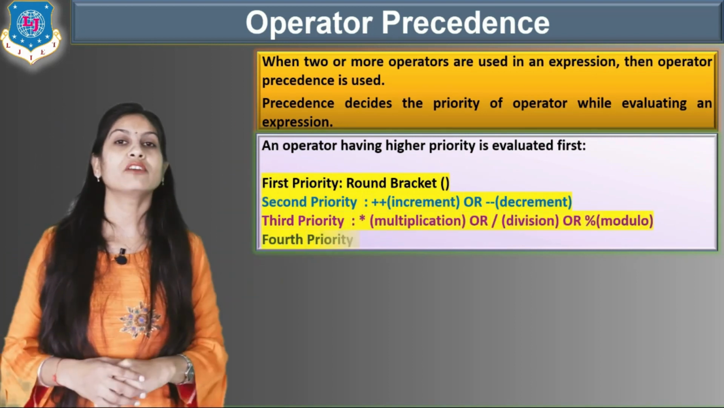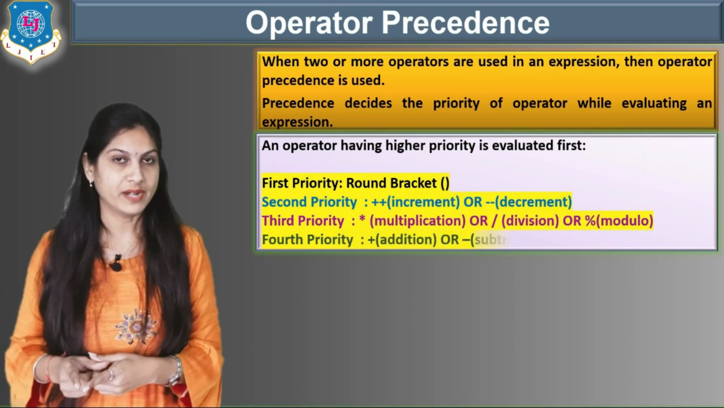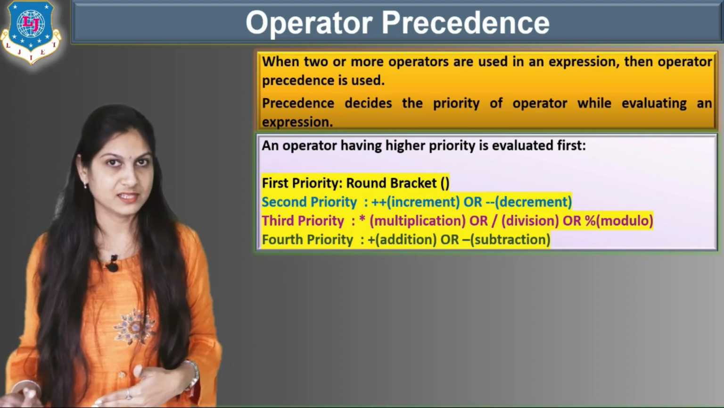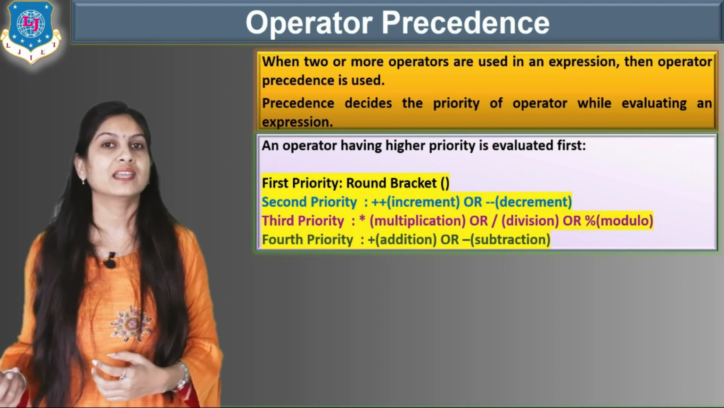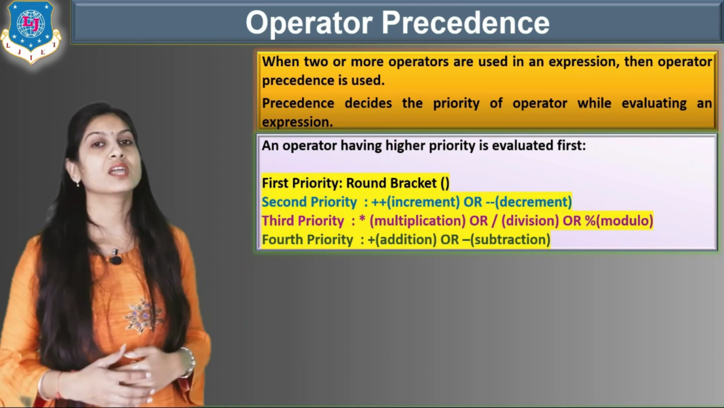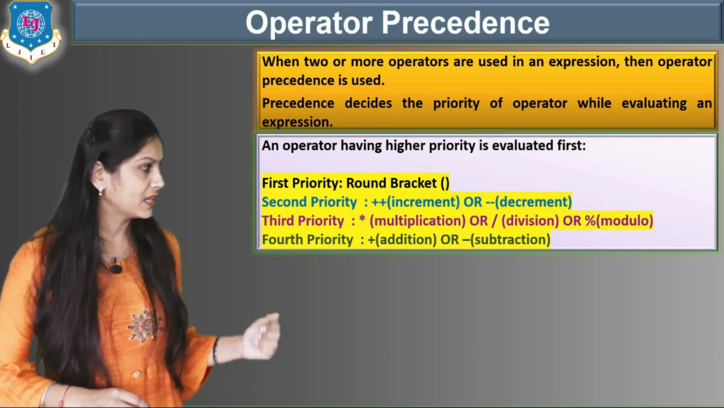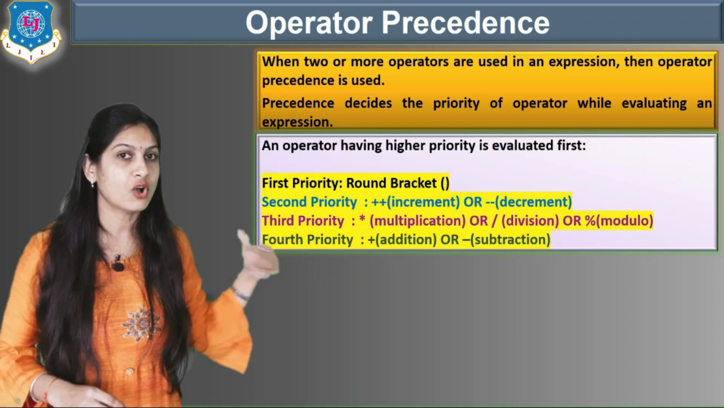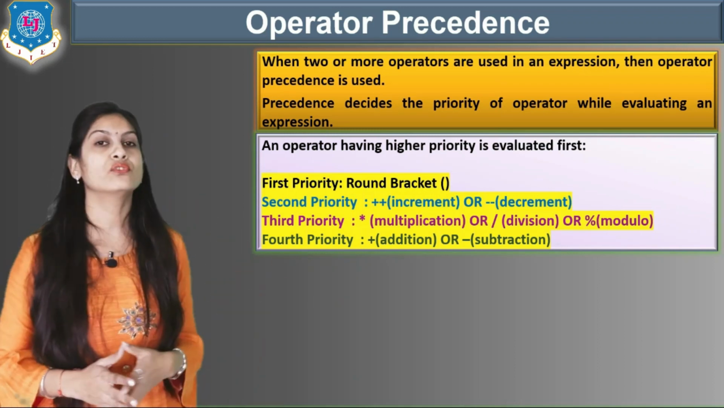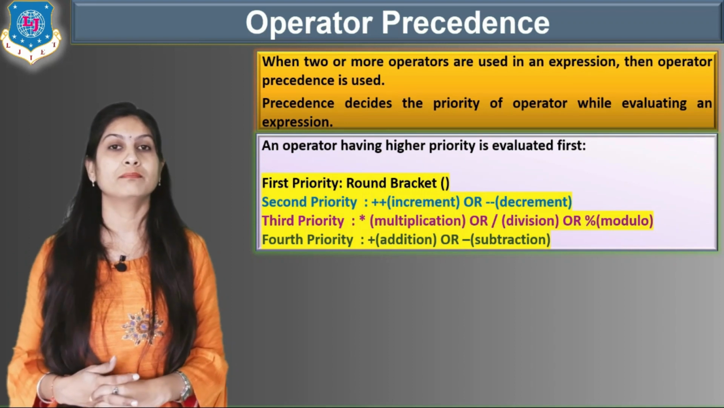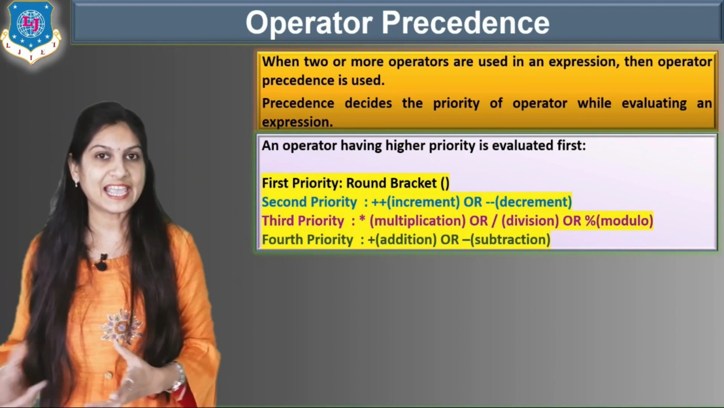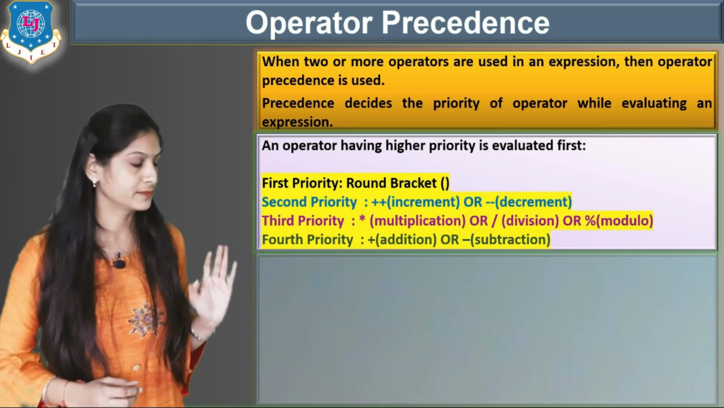The very first priority is for the round bracket. Then the second operators are plus plus and minus minus, meaning the increment and decrement operators, which you have to solve in the second position. Then the third priority is for multiplication, division and modulo. These are all in the same category, in the third position. And the fourth one is nothing but our simple addition and subtraction. So for solving any expression you have to remember this.